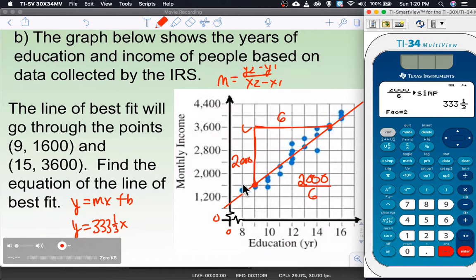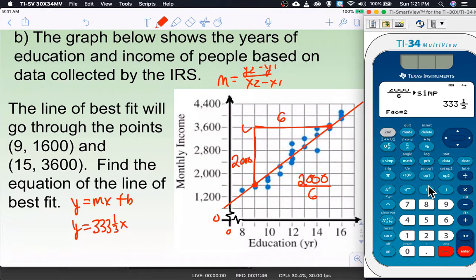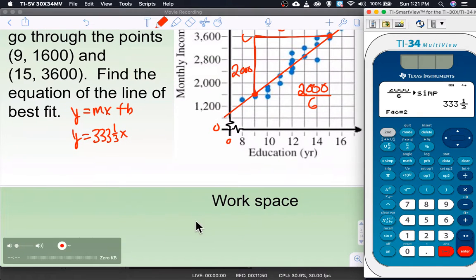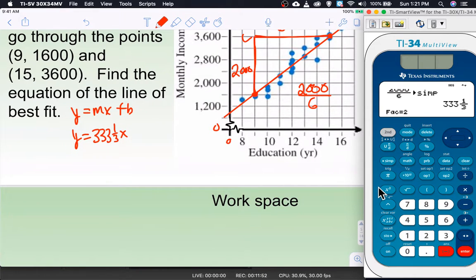So what that ends up doing for us is making it so we can't trust where it looks like this line is crossing the y-axis. The only method we have now to find our y-intercept, and you'll notice we actually have workspace because we're going to need it, is by plugging in our slope, an x value, and a y value, and finding the b. We did this in a previous lesson on finding the equation of a line.